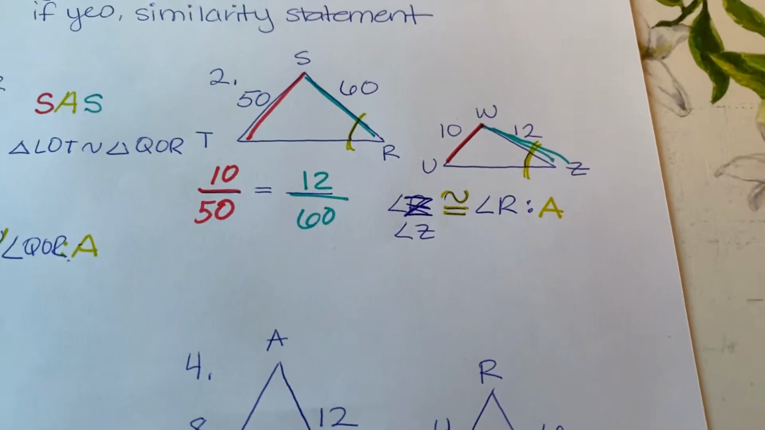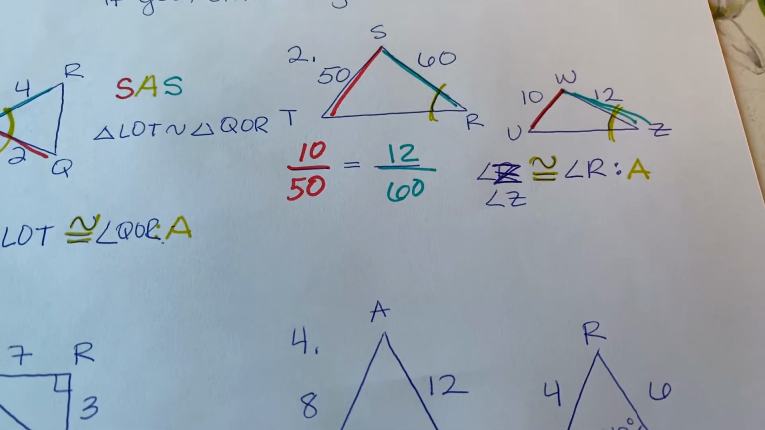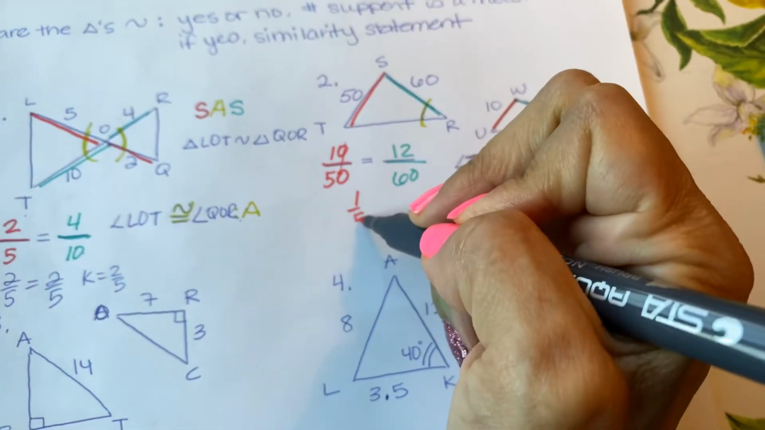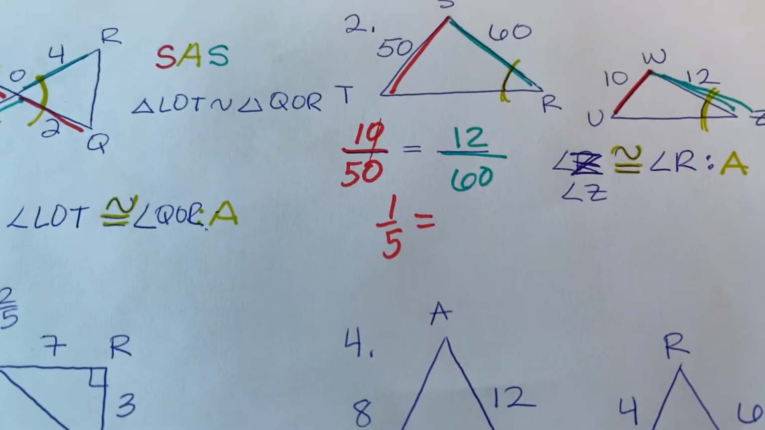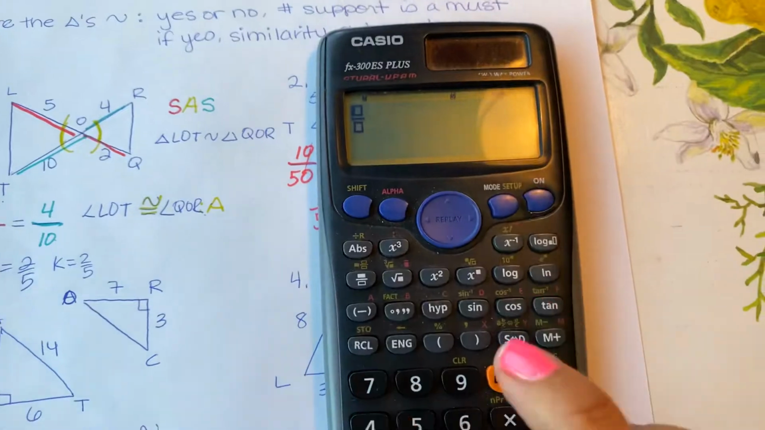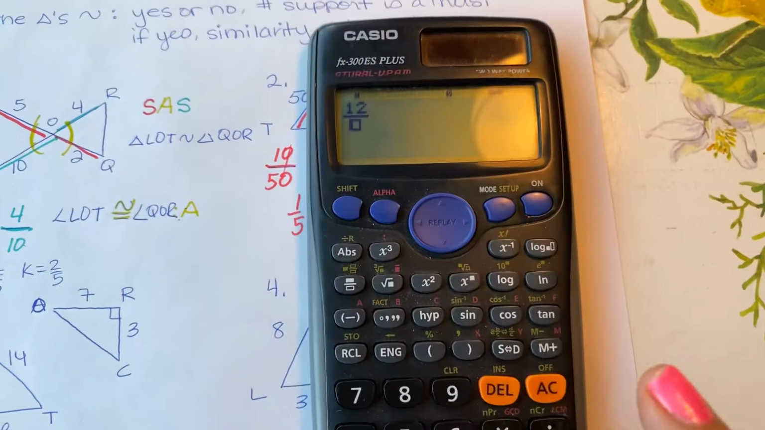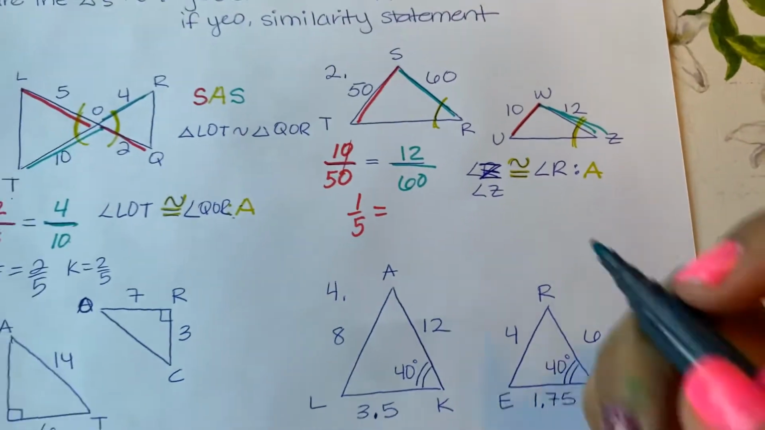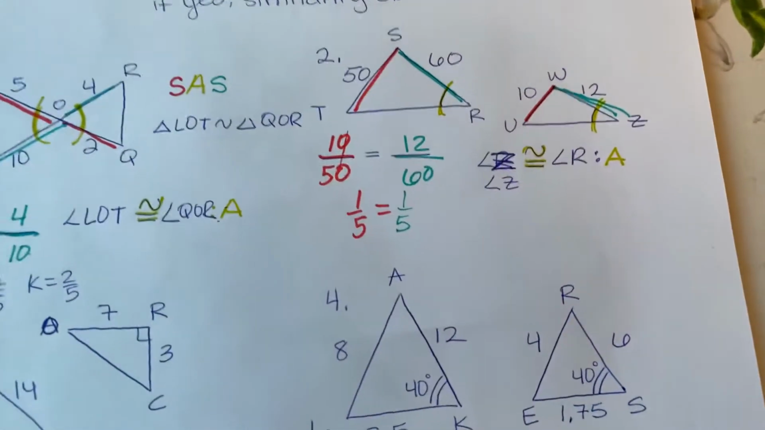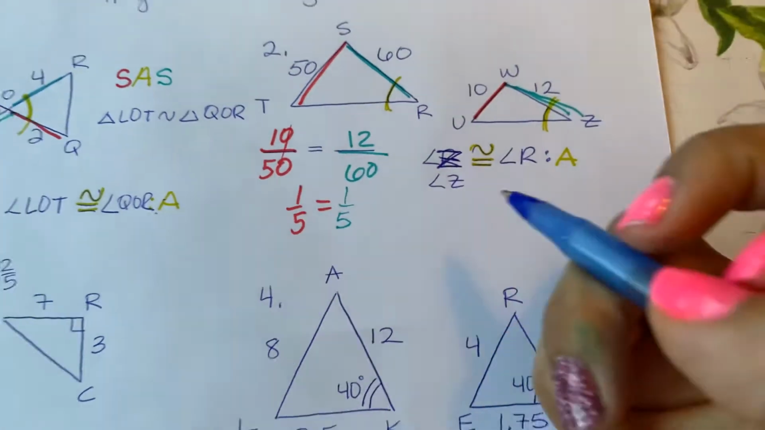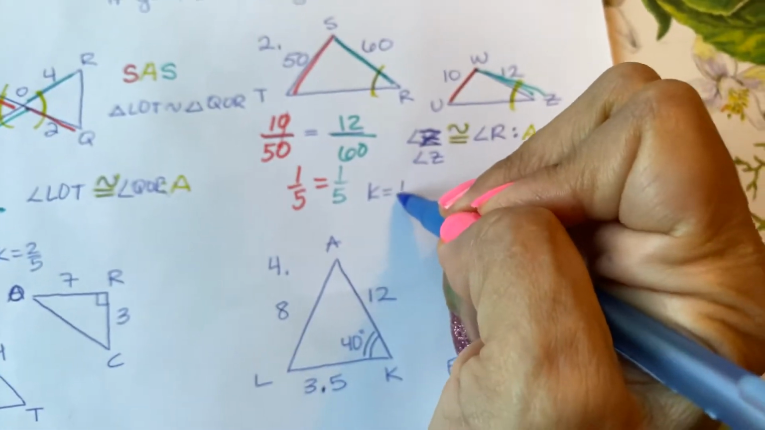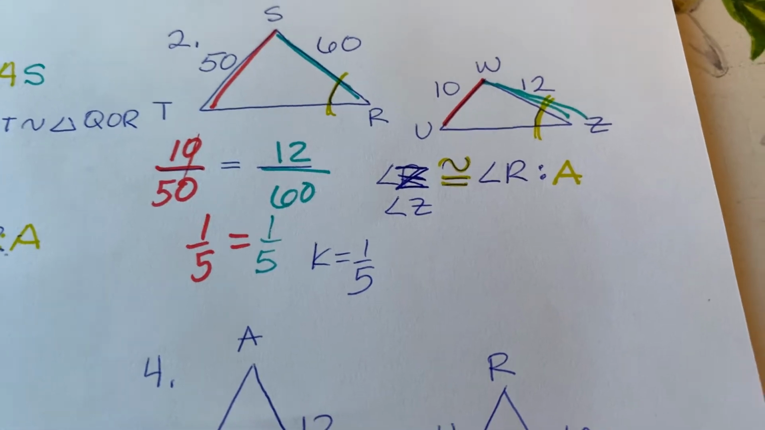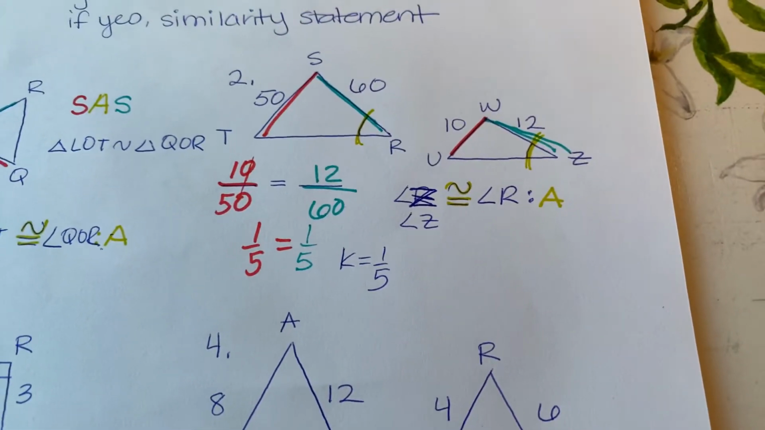Okay, so now get a calculator, reduce it down. That can be reduced to 1/5. What about 12 over 16? It's still 1/5. 12 over 60? 1/5. Okay, notice they are equal. Lovely. So my scale factor is 1/5. However, this is actually a no.